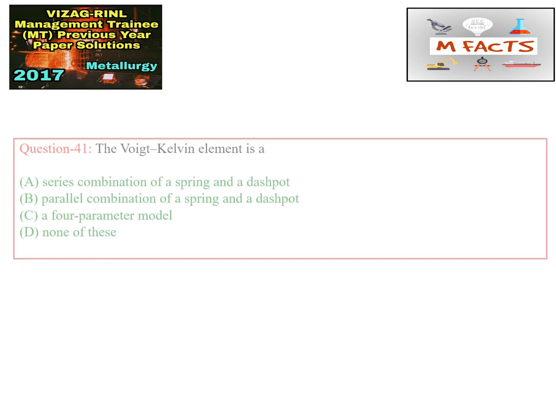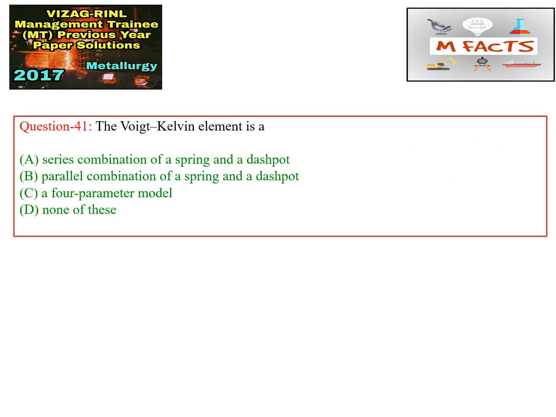Next question is: the Voigt-Kelvin element is a series combination of spring and dashpot, a parallel combination of spring and dashpot, a four parameter model, or none of these. In the previous video I have already told you about the spring dashpot model. There are many models given for this spring dashpot model, basically for the study of viscoelastic behavior.